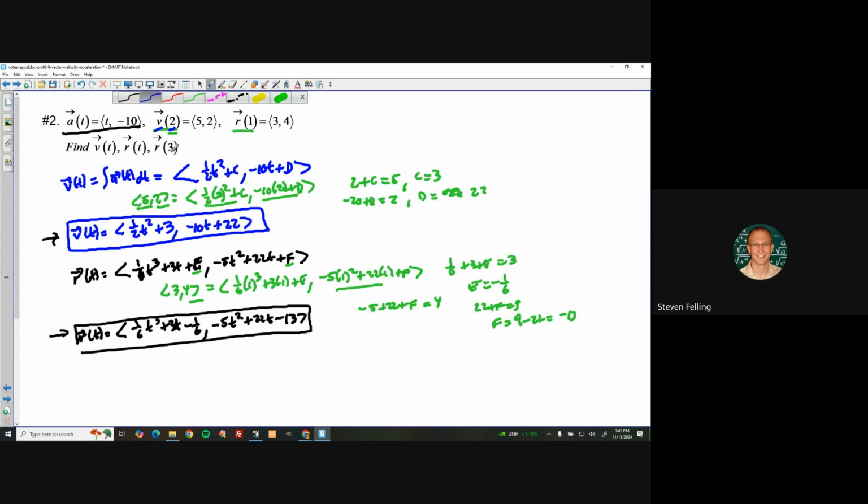This problem just says, let's figure out what the position of the object is at t equals 3. Now that I have a position vector, I can simply plug 3 in for the time. 3 cubed plus 3 times 3 minus 1/6 for the x component. Negative 5 times 3 squared plus 22 times 3 minus 13 for the y component. And that ends up becoming 40/3 for the x component and positive 8 for the y component. So we can locate exactly where the object is at time t equals 3.